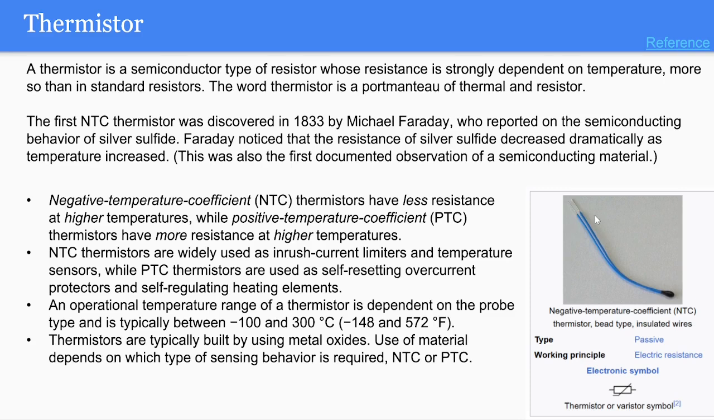And here I'm showing you the picture of a thermistor, which is an NTC thermistor. It's a passive element. It means you have to provide power so that the current will flow in order for this sensor to work. And electrical resistance, and here is its electronic symbol. Okay, so let's carry on.